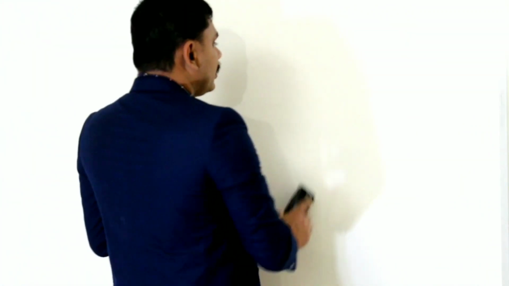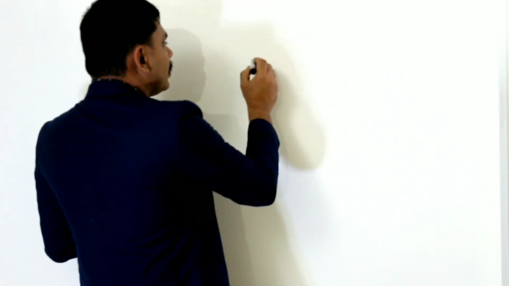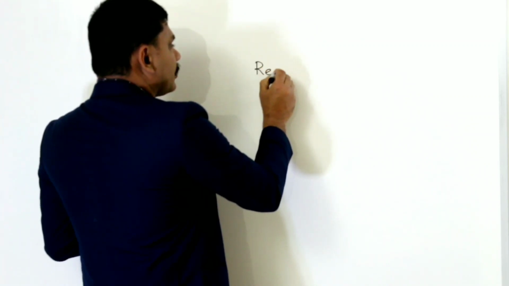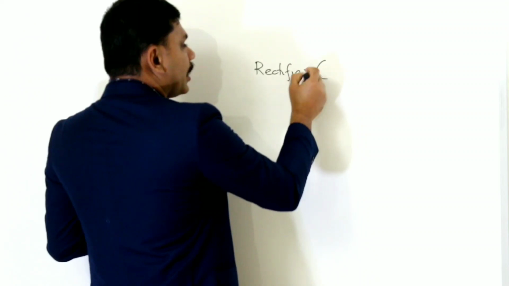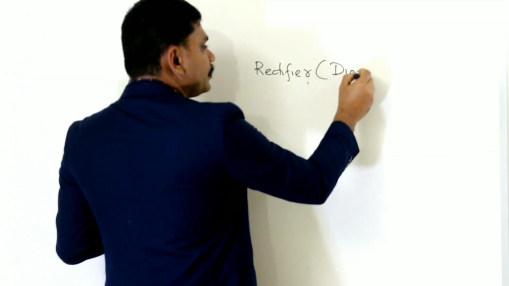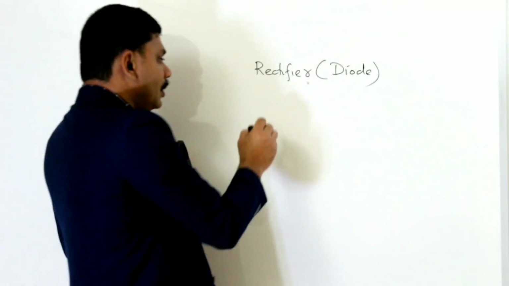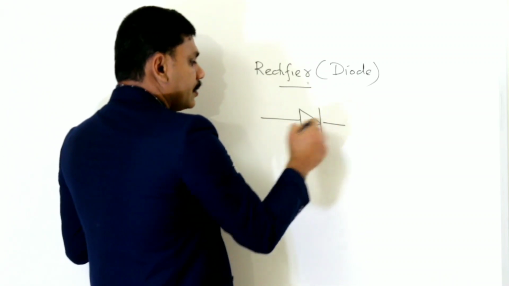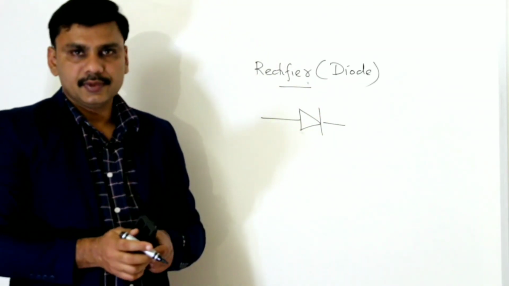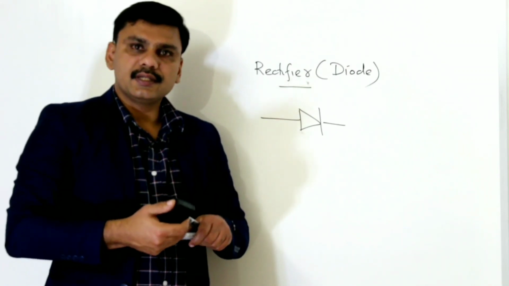Then another electrical component, it is rectifier, or it is known as diode. It is simply a diode. It is not light emitting diode, it's simply a diode. So a simple diode is represented like this. This is a diode. Where are we using this diode?